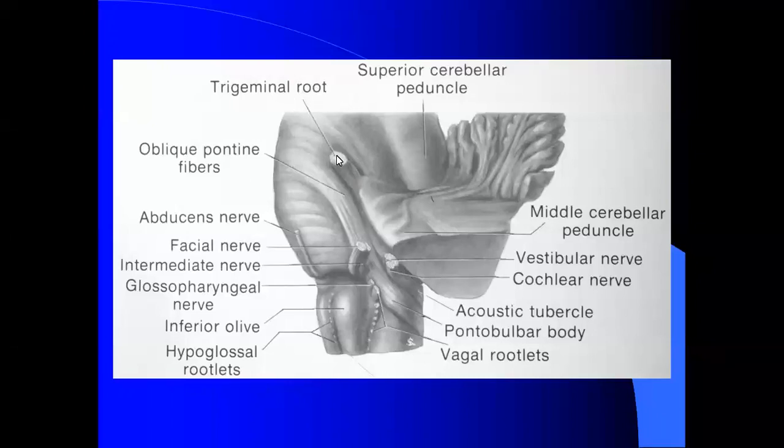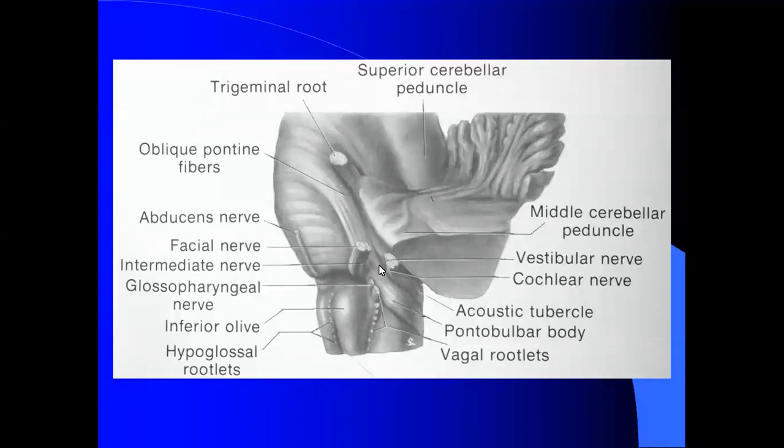Here's the trigeminal root. Today, we will not talk much about the trigeminal root, a little bit. Here are these oblique pontine fibers, which end in the pontobulbar body. Bulbar usually refers to medulla, but in this case, I don't like this name at all. It would be better if they just, because all this is, the nucleus that's down here is simply an extrapontine continuation of the pontine nuclei, and we're going to talk about them in a lot of detail today.